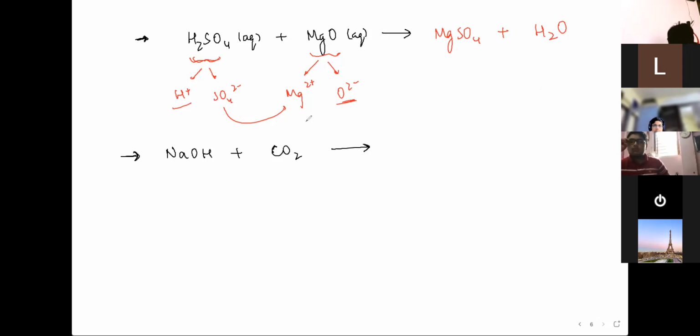This also proves one property. Because a metal oxide is neutralizing an acid, you say this has a slight basic property. Similarly, non-metal oxides have a tendency to neutralize bases. So we say non-metal oxides have a slight acidic property.